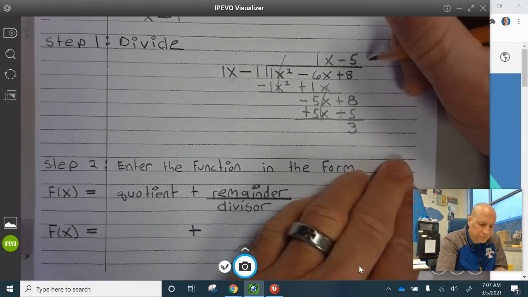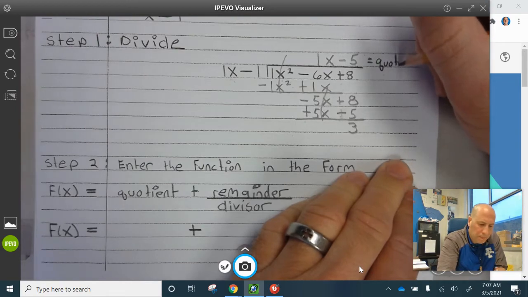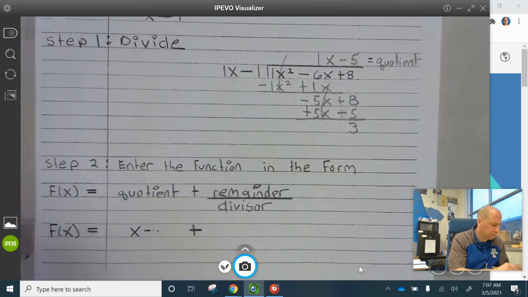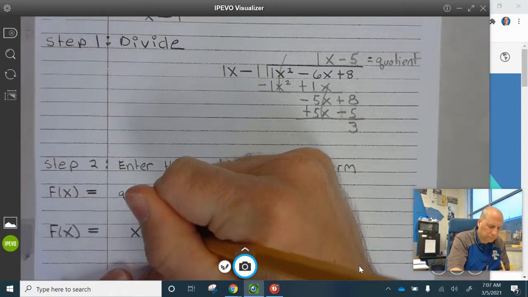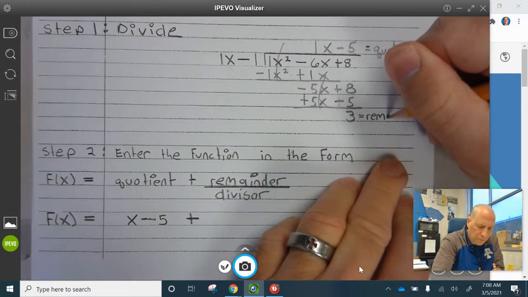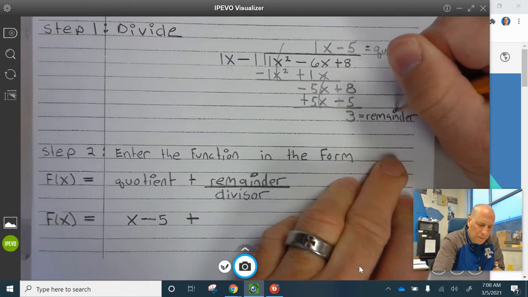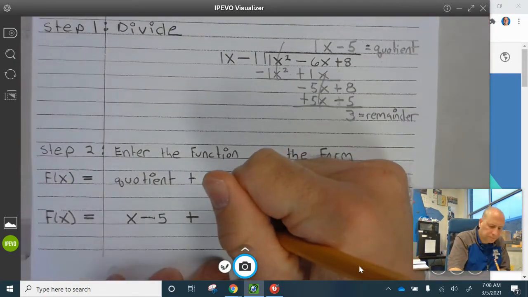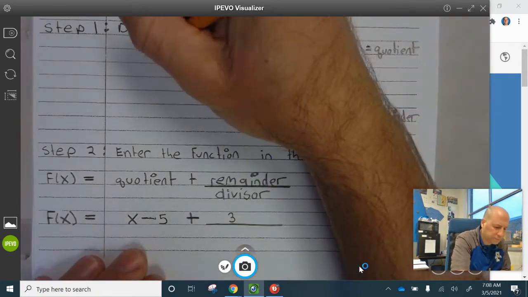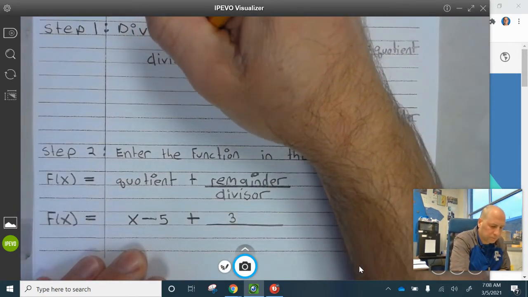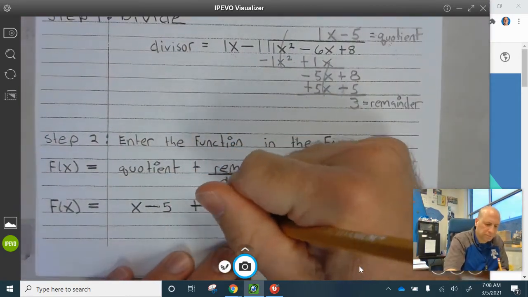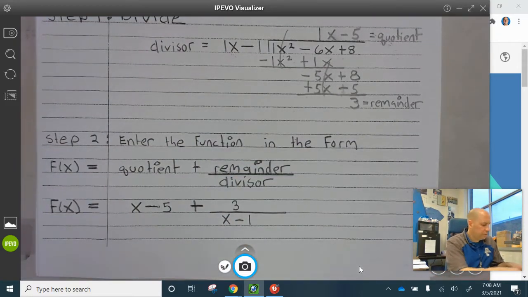So the quotient is x minus 5. Okay, the remainder is 3 divided by the divisor, which is x minus 1. All right, go ahead and finish up step 2.